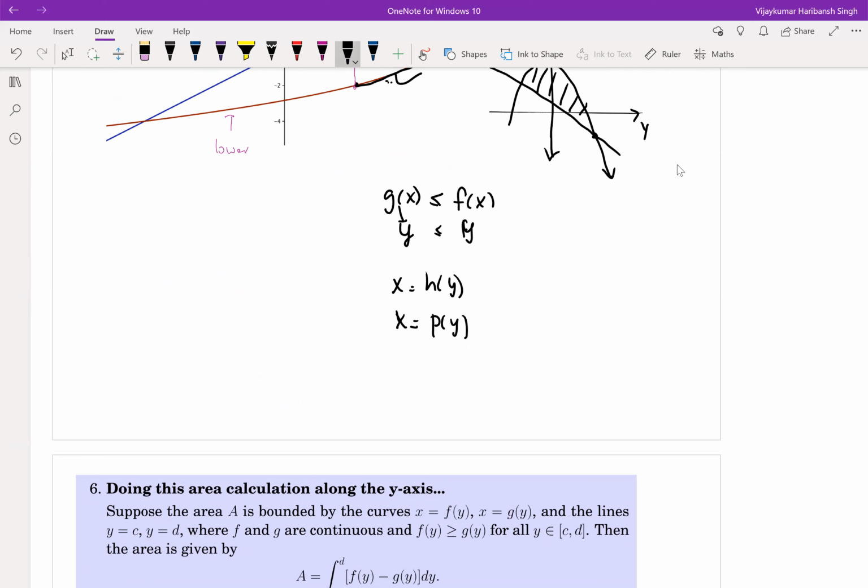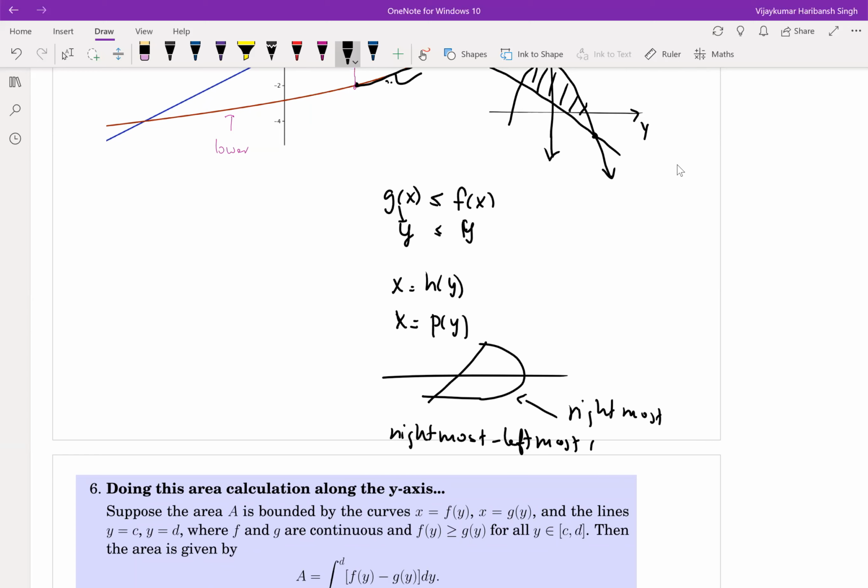In that case, what should happen? You are going to see which is the rightmost and then subtract the leftmost. And then integration again, this will be in terms of the values of y, and the integration is with respect to dy.